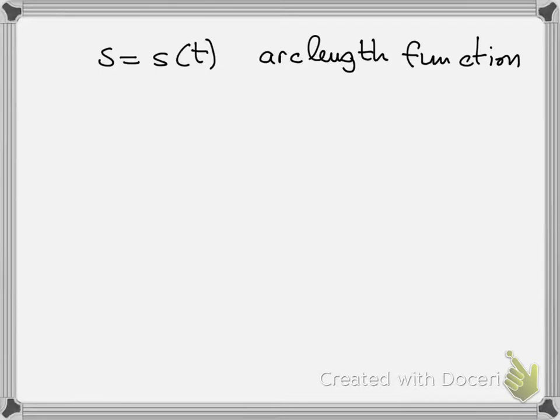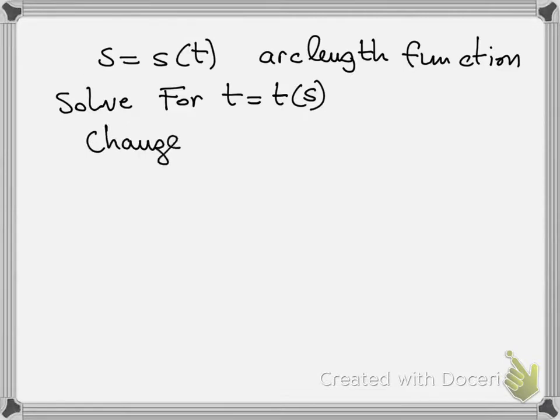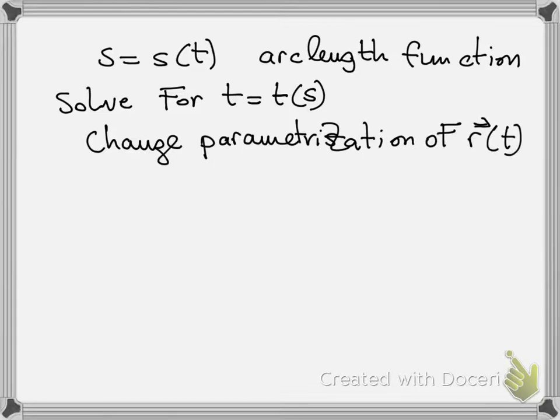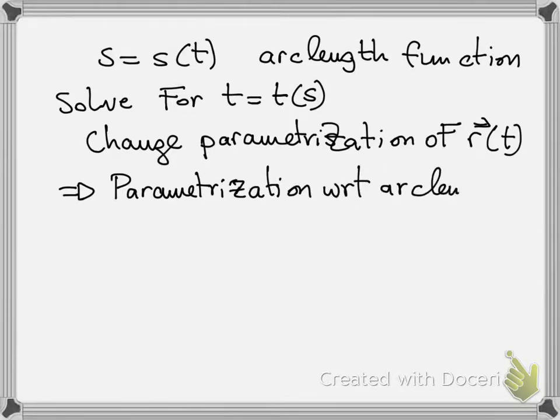So anyway, what we can do, guys, is take this arc length function, and sometimes we are able to solve for t. Then t would be a function of s, and we can change the parameterization of r of t and use the parameter s instead of t. Then we get what we call the parameterization with respect to the arc length function, which will be r of s.